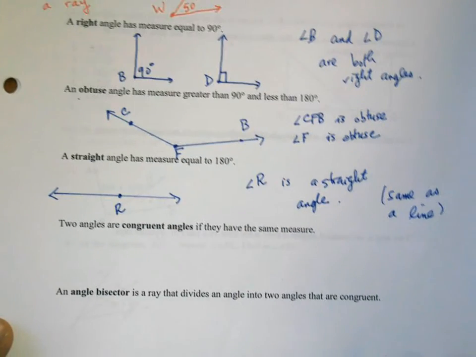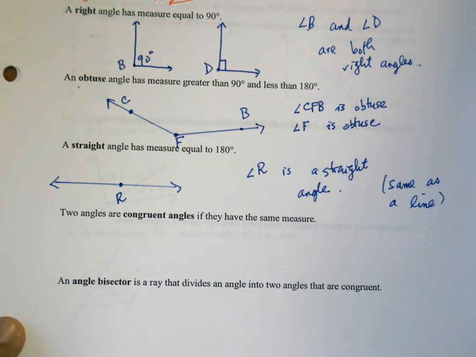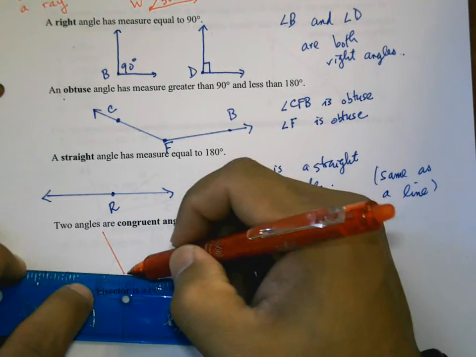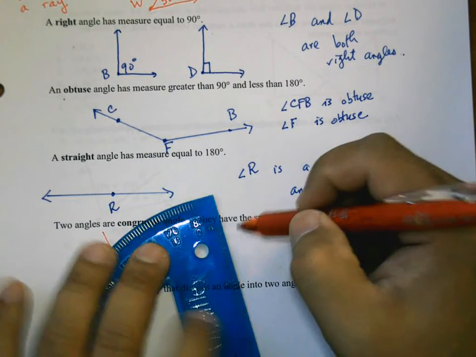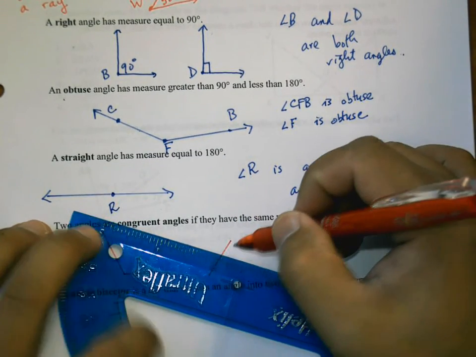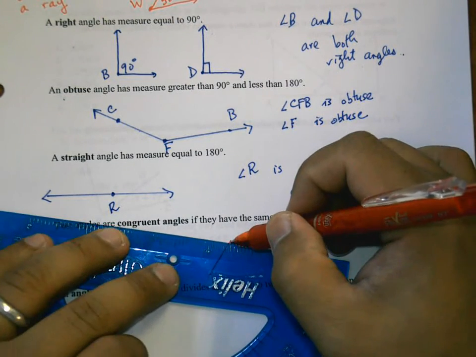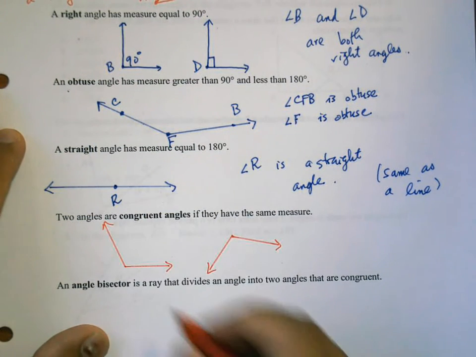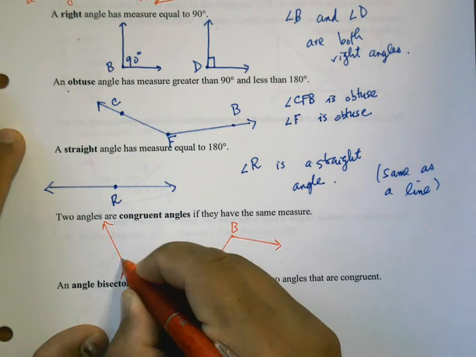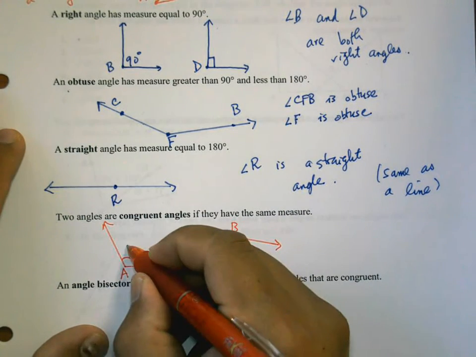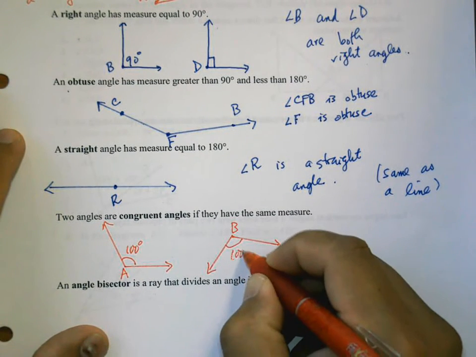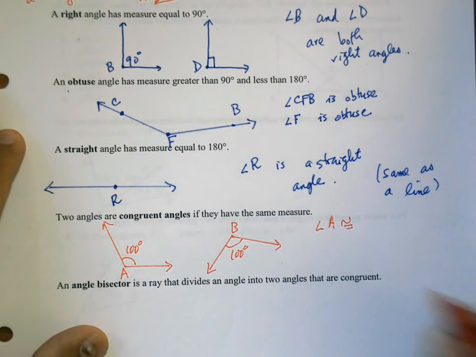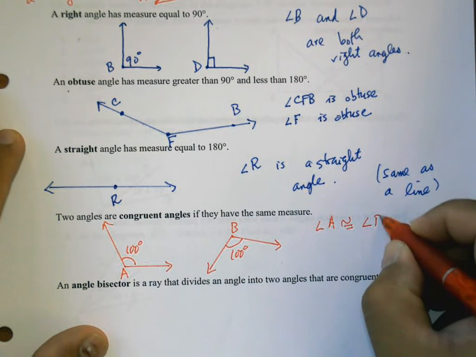Next, two angles are congruent angles if they have the same measure. Let's say I have this angle here, and another angle that sort of looks like it. I'm just making this up, so it might not be drawn perfectly, but I'm doing this so I can illustrate a concept for you. Let's say this is A and this is B, and let's call this 100 degrees, and this also happens to be 100 degrees. Then we can say angle A is congruent, and this is the congruent symbol, the little tilde with an equal sign, to angle B.